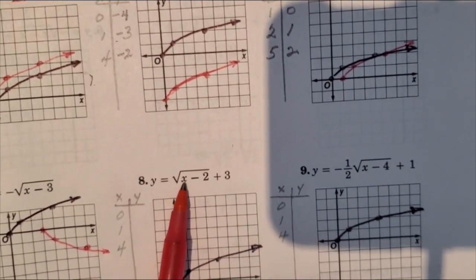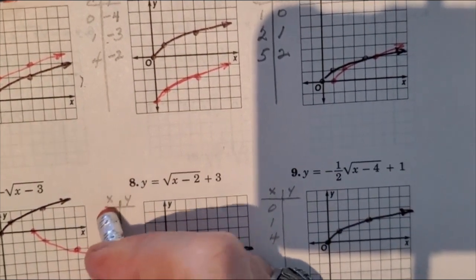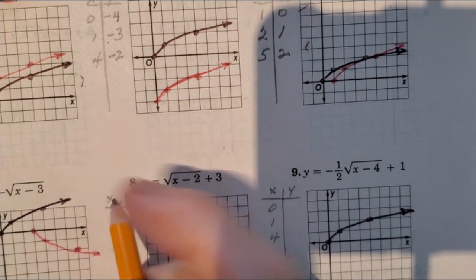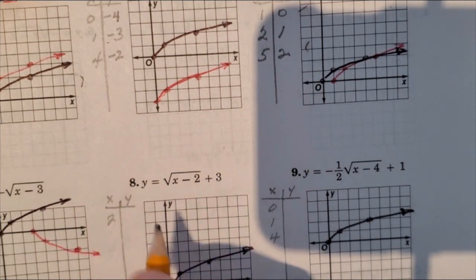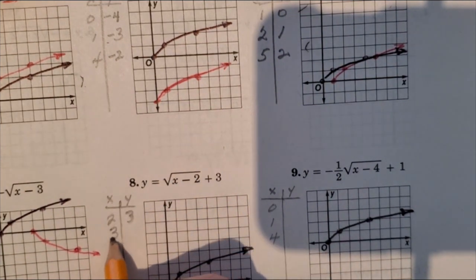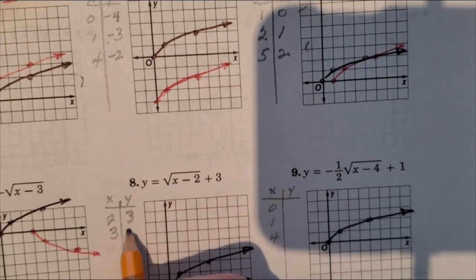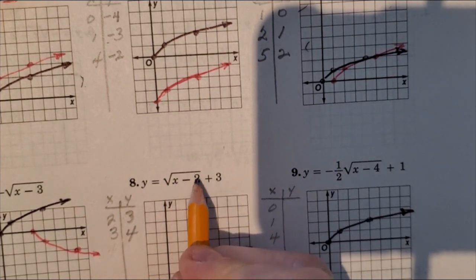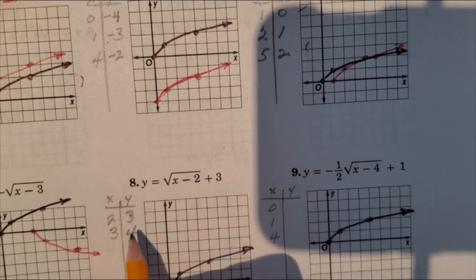So this is 2. Want to put a 2 in instead of 0. So if we put a 2 in for x right here, then we get 2 minus 2 is 0. 0 plus 3 is 3. So to get a 1 under here, I got to put a 3 in for x. 3 minus 2 is 1. The square root of 1 is 1. 1 plus 3 is 4. And lastly, to get 4 here, I want to put 6 in for x.